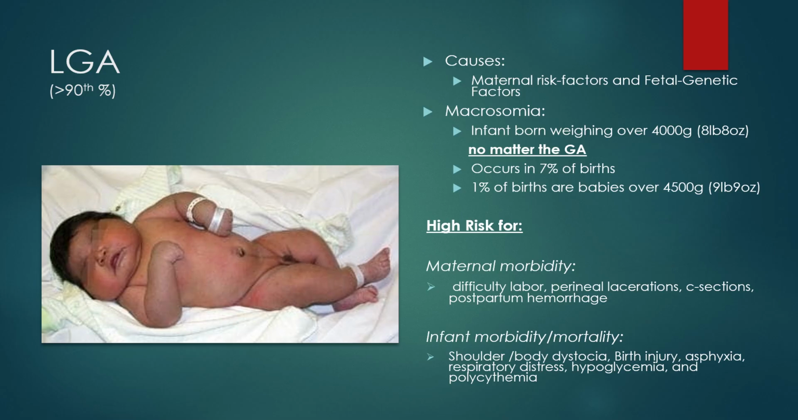The most common complication for a mom with a large baby at delivery is a postpartum hemorrhage, because that uterus gets extremely stretched out, and maybe paired with a difficult labor, it can cause complications with that uterus contracting down after birth. So this is going to cause that increased bleeding.